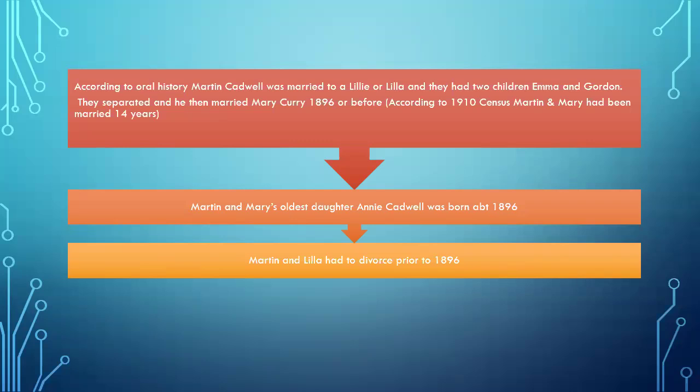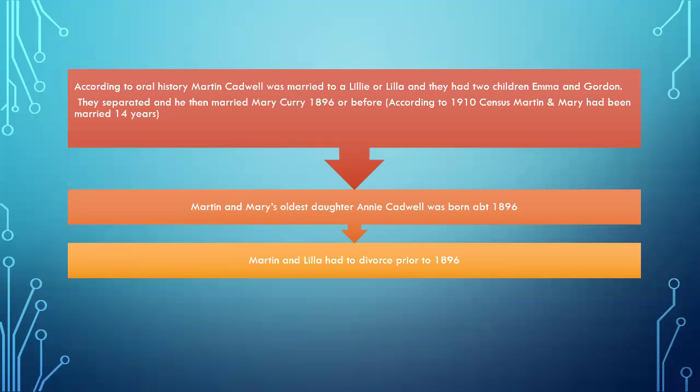And I believe they got married around 1896 or before, because according to the 1910 census, Martin and Mary had been married 14 years. And then Martin and Mary's oldest daughter, Annie Cadwell, was born about 1896. So Martin and Lilia had to be divorced prior to 1896. But I'm like, well, there's no record, and I find them nowhere together.